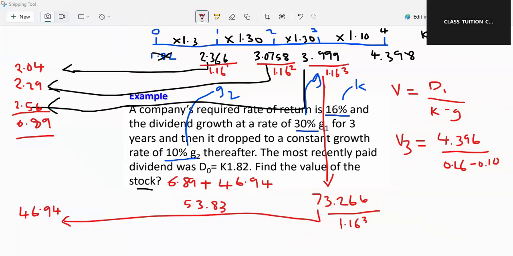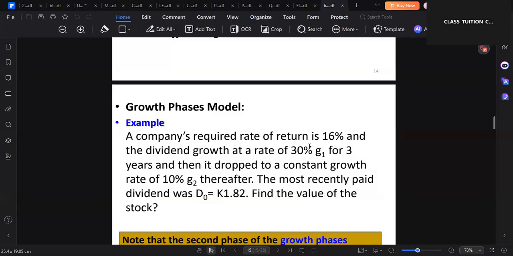So the final answer we're going to get therefore is 53.86 or 87. All right. Let me go through it again. We have the model that we've been given. This stock is growing, the first phase at 30% for 3 years, and the second phase at 10% thereafter. The market return or required rate of return is 16%, and the company just declared 1.82. So we need to find the value of stock now.